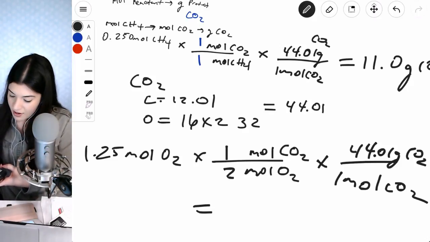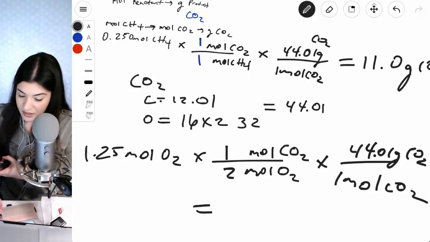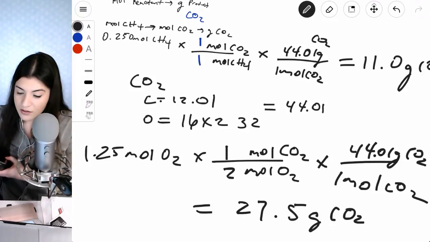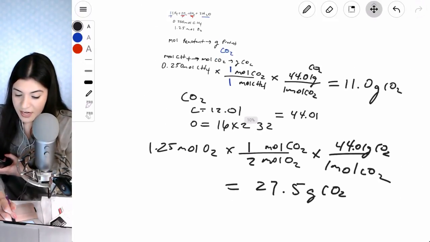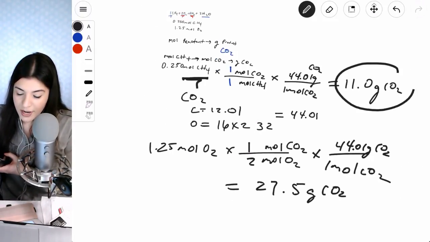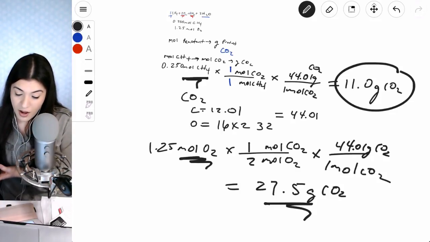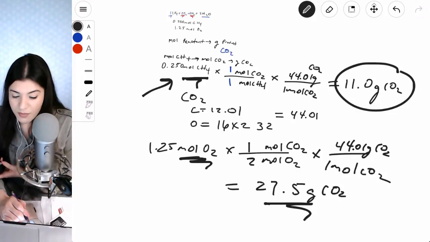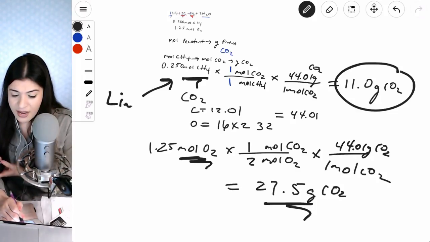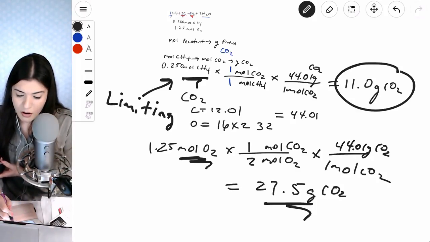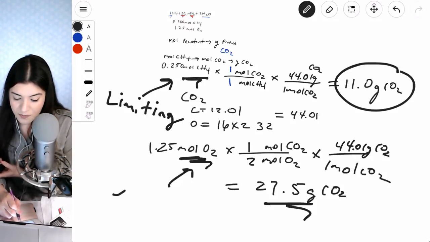So 1.25 times 44.01 divided by 2. This gives us 27.5 grams of CO2. So CH4 produced 11 grams of carbon dioxide and O2 produced 27.5. So we know CH4, the methane, is our limiting reactant, and therefore our O2 is our excess.